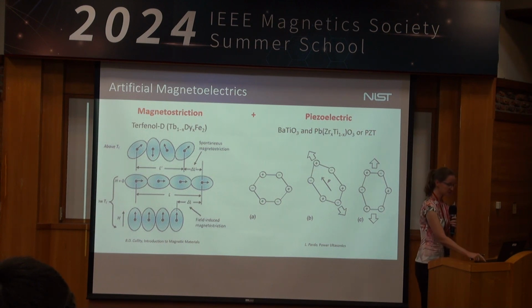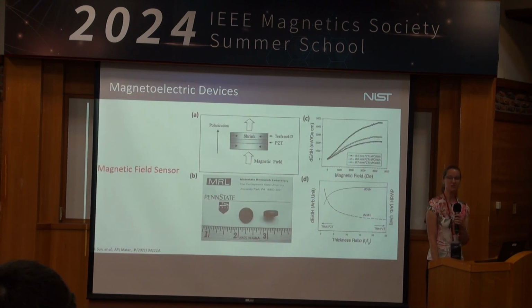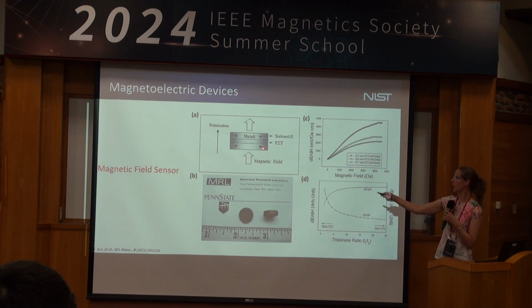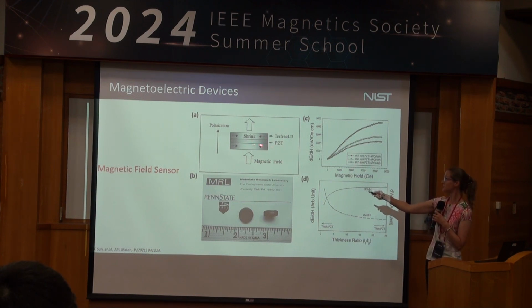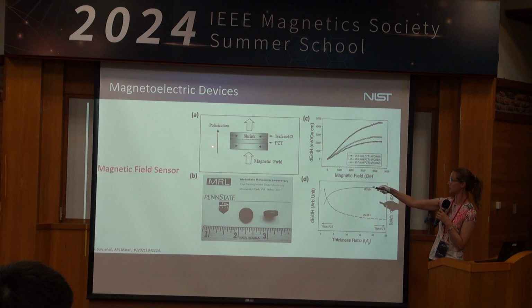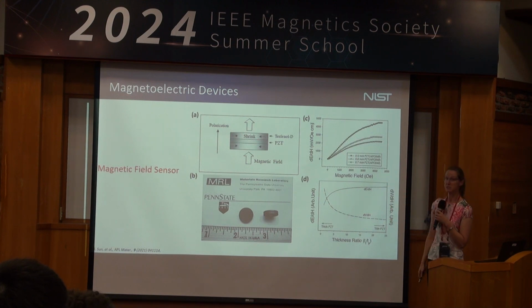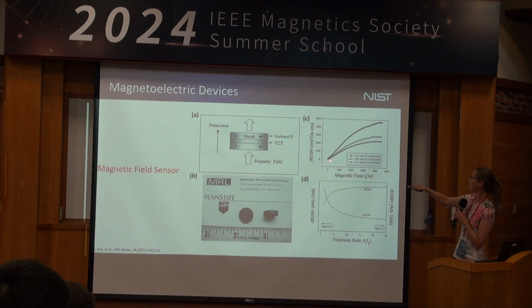When you do this, the very first work actually just made discs. You have PZT sandwiched on either side with Terfenol. You apply a magnetic field, and you're going to decrease the dimension along this axis and increase it in this direction as a correspondence, and that means you're applying a strain to your PZT. If you then look at the magnetoelectric coupling, what you see as a function of field and thickness is that you get the largest value of this coupling for your thinnest layer.